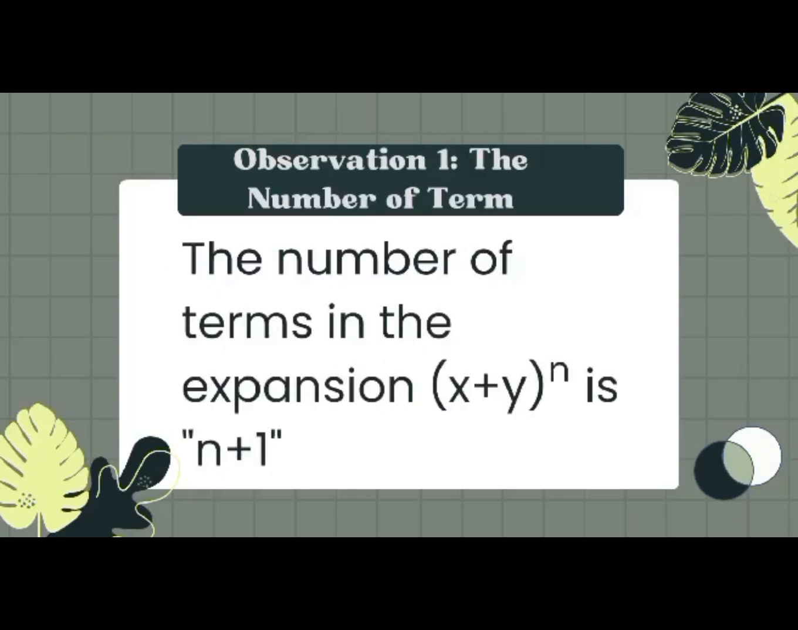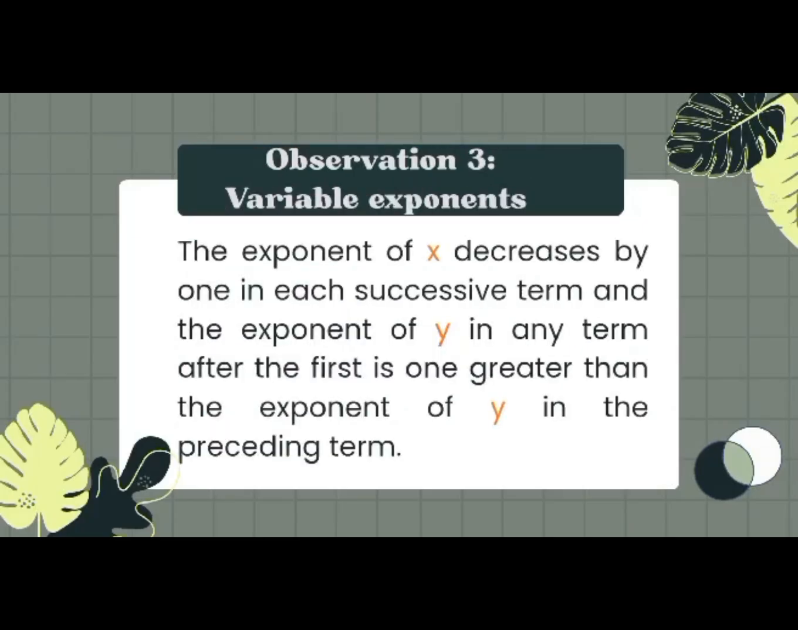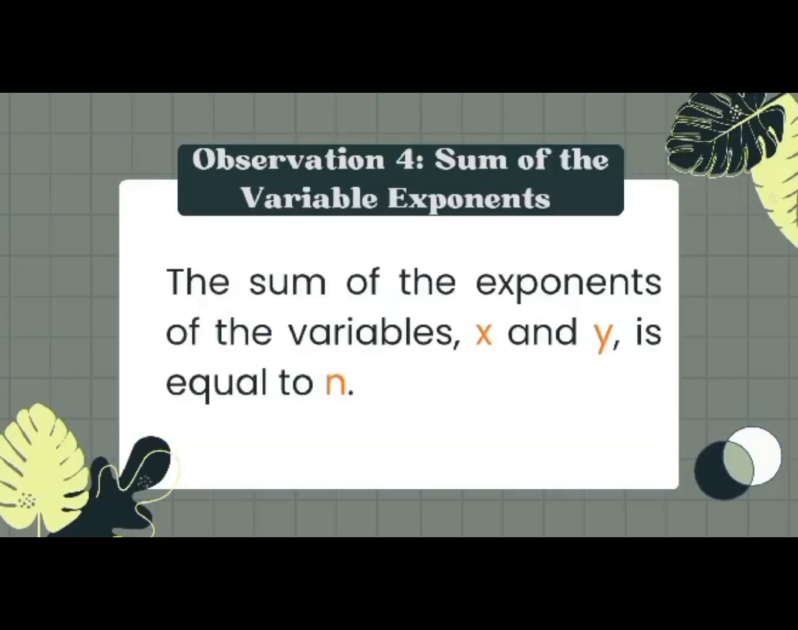We have 5 observations. The first one, the number of terms in the expansion of the quantity of x plus y raised to the power of n is n plus 1. Second, the expansion begins with x raised to the power of n and ends with y raised to the power of n. Third observation, the exponents of x decrease by 1 in each successive term, and the exponent of y in any term after the first is 1 greater than the exponent of y in the preceding term.